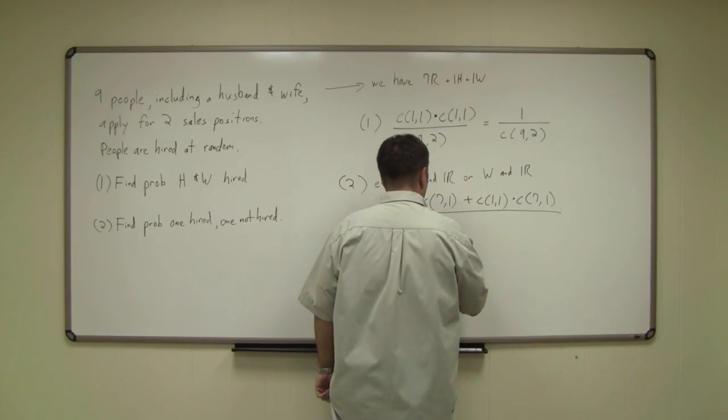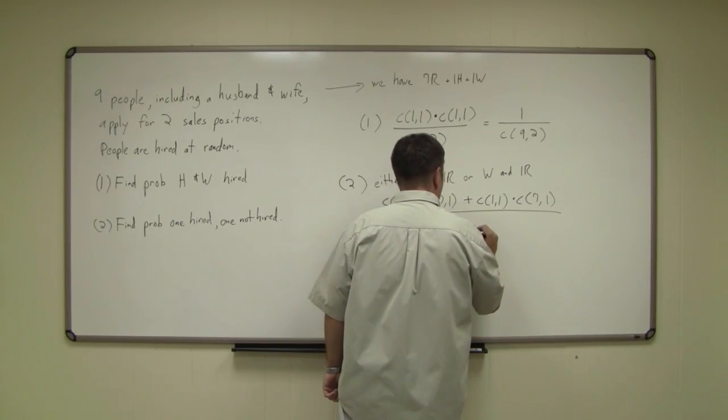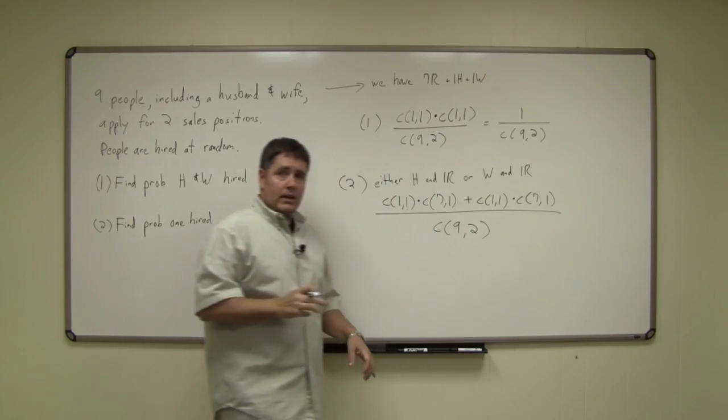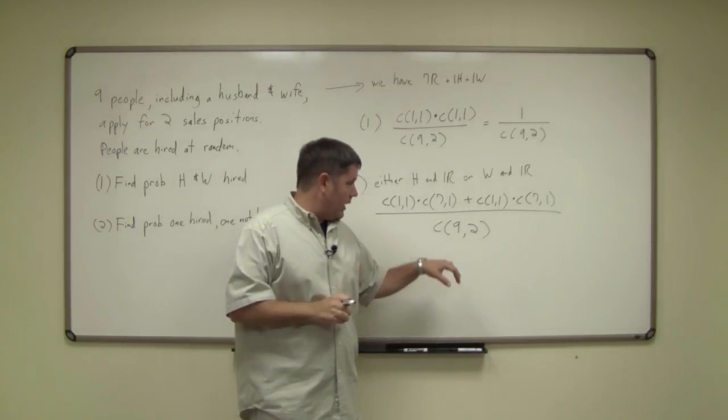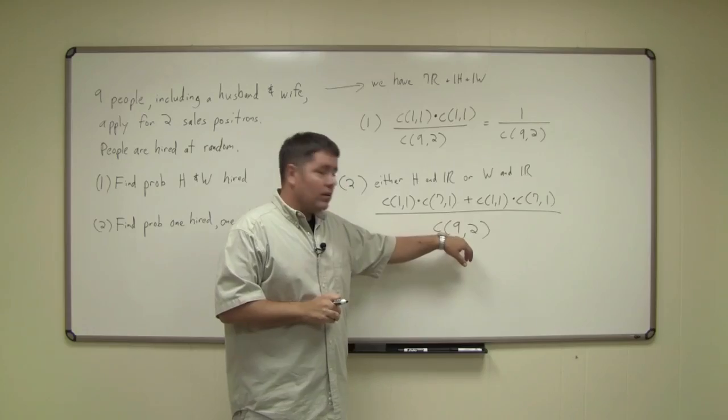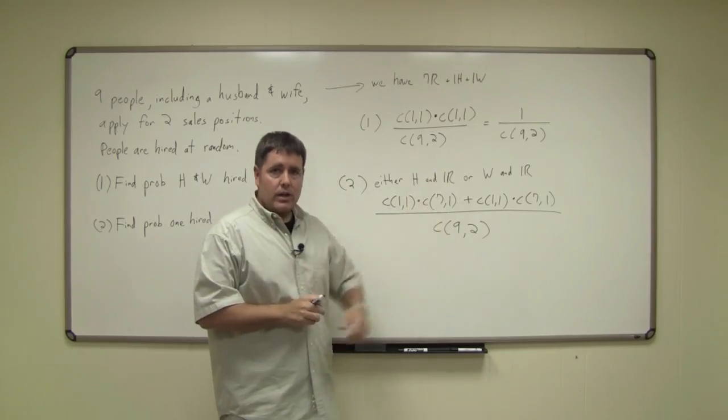This is all over the total number of things in the sample space. In this problem, that would mean the total number of ways to choose any 2 people from 9. So here are our answers.